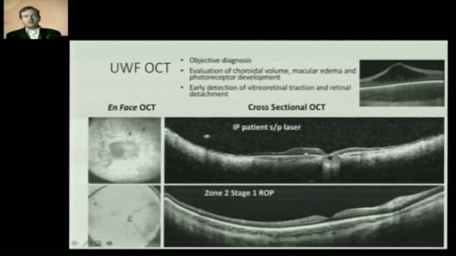Finally, all OCT angiography devices have the added advantage of providing a structural OCT as well, and high-speed OCT devices can provide wide field images such as those seen here. This provides objective diagnosis of ROP, and I think we can all understand why, in theory, that would help us all be consistent in our diagnosis of ROP. It could evaluate choroidal volume, macular edema, and photoreceptor development as well as detection of early vitreoretinal traction, retinal detachment.